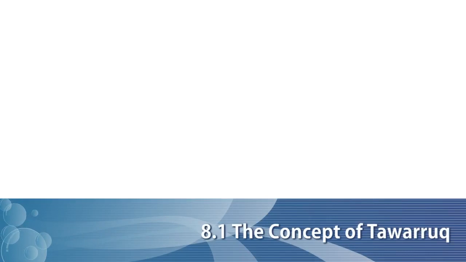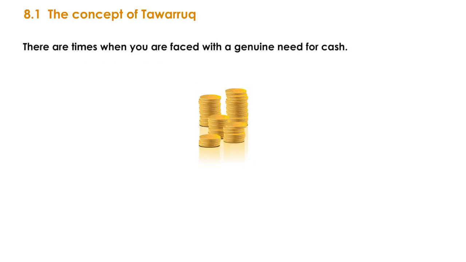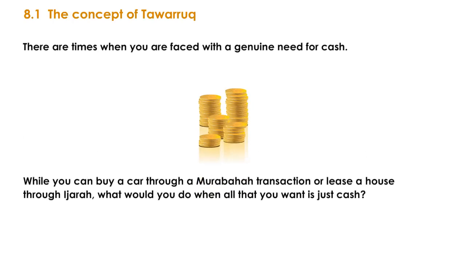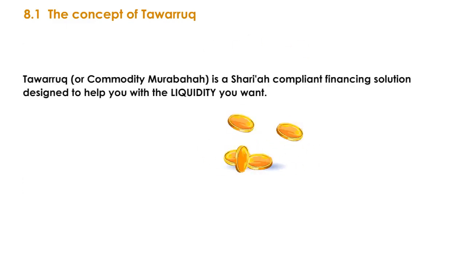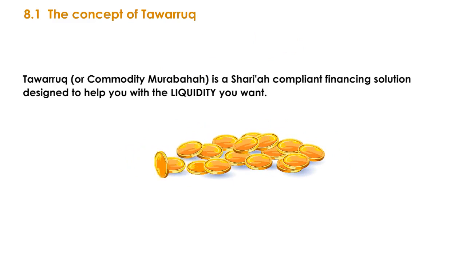The concept of Tawarruk. There are times when you're faced with a genuine need for cash. While you can buy a car through a murabaha transaction or lease a house through ijara, what would you do when all that you want is just cash? Tawarruk, or commodity murabaha, is a Sharia-compliant financing solution designed to help you with the liquidity you want. Let us look at one such example.